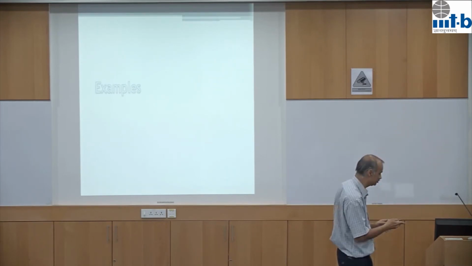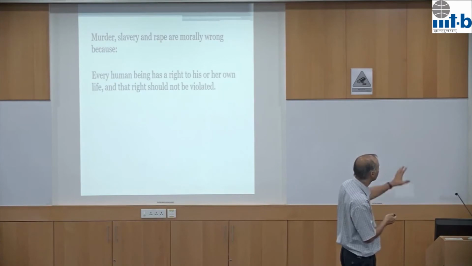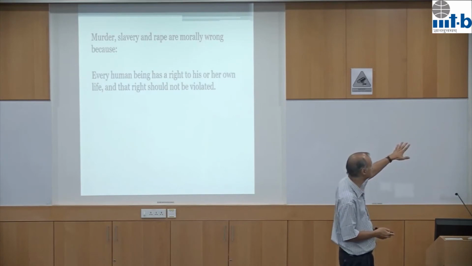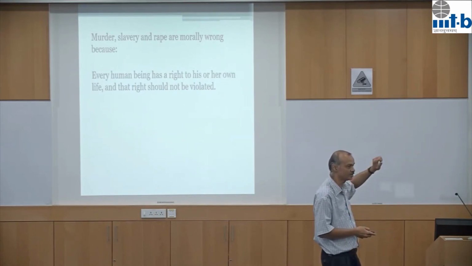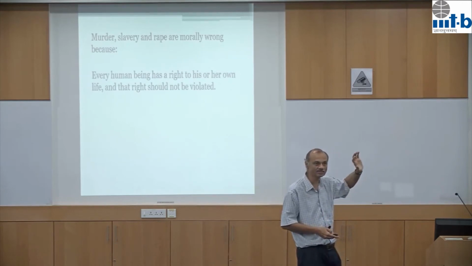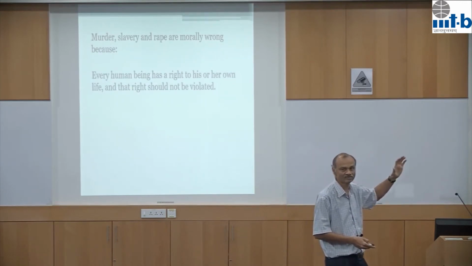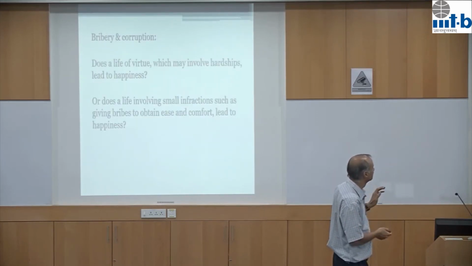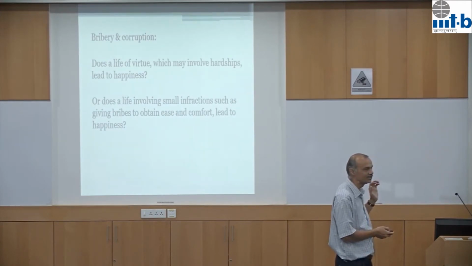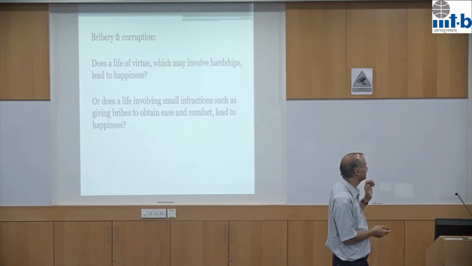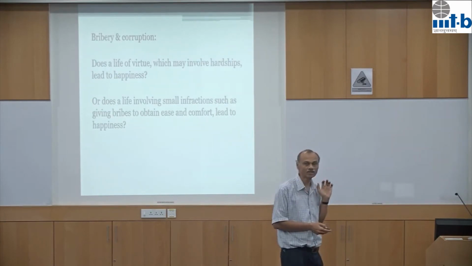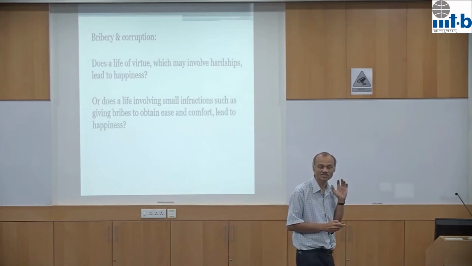So for example, let me go to an example. We all accept that murder, slavery and rape are morally wrong because it is based on the principle that every human being has dignity. And this is a rational principle. Kant said it, everybody said it, there is no discussion, there is no argument. Let's look at another one. Does a life of virtue, which may involve hardship, lead to happiness? Or does a life involving small infractions such as giving bribes to obtain ease and comfort lead to happiness? How would we answer this question today?